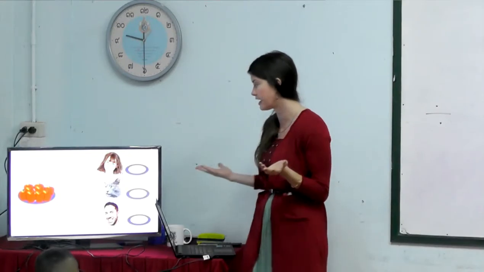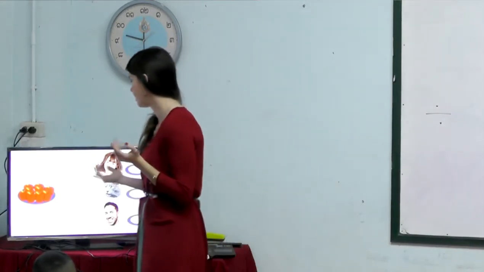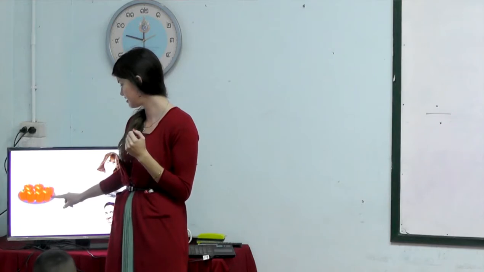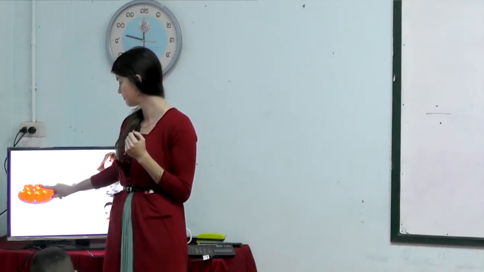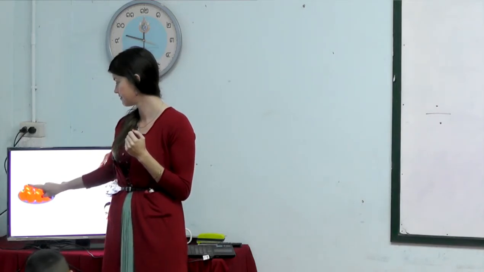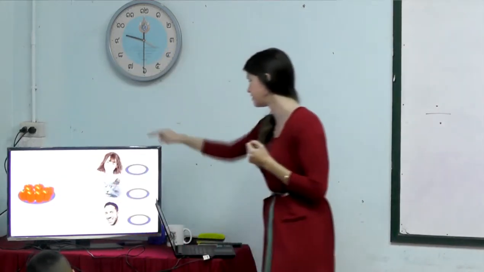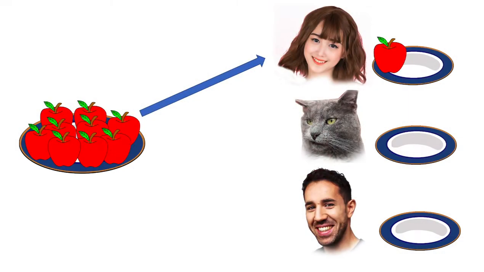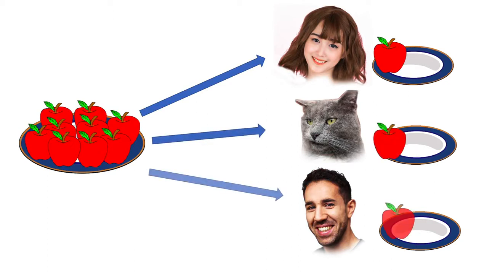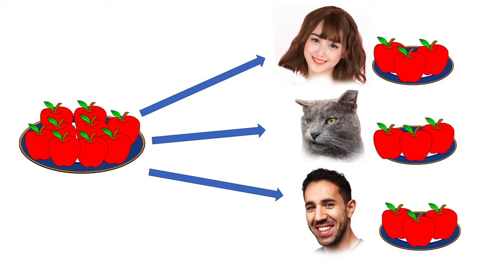What do we have? Apples. How many apples do we have? Let's count them. 1, 2, 3, 4, 5, 6, 7, 8, 9. 9 apples. Okay, how many friends do we have? 3 friends. Let's share those apples. 1 for her, 1 for the cat, 1 for the man, 2 for the girl, 3 for the girl, 3 for the cat, 3 for the guy. And we're all out of apples.